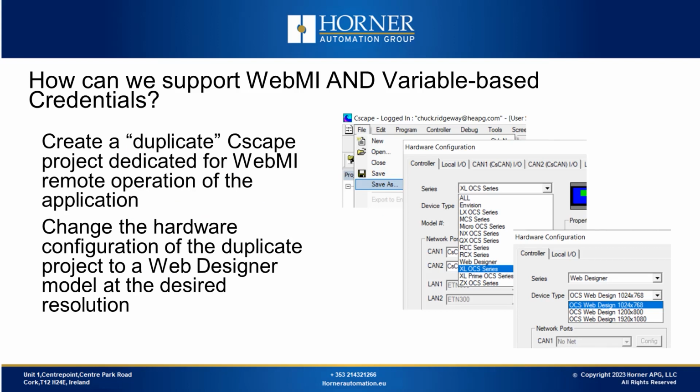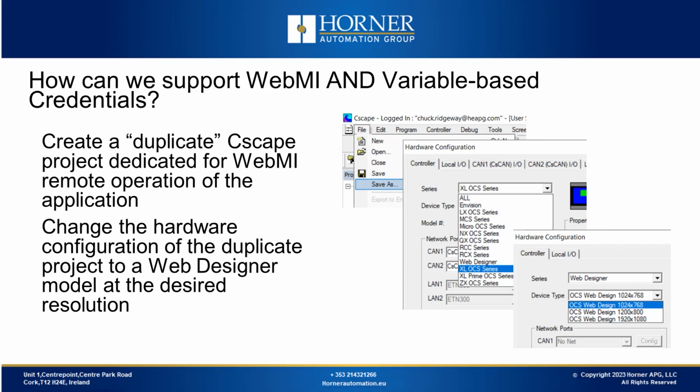To achieve this, you can't use the exact same Cscape file as in your OCS directly. Instead, you'll need to create a copy. One way to do this is by using the Save As option and saving it with a different name after your OCS project is complete and running smoothly.